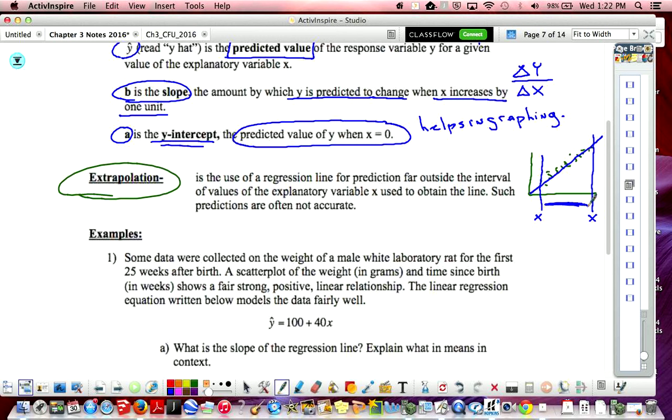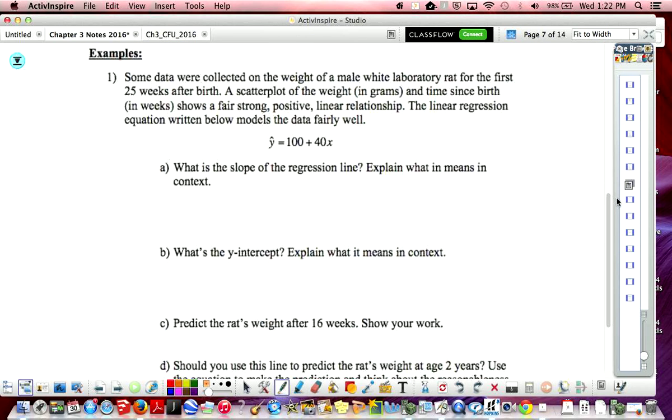So to put this in action, and to go through some examples of slope and y-intercept and actually see extrapolation, let's take a look at this first example here at the bottom. It says some data were collected on the weight of male white laboratory rats for the first 25 weeks after birth. A scatter plot of the weight in grams and time since birth in weeks shows a fairly strong, positive linear relationship. Okay? So if we have a fairly strong relationship, it's probably looking something like this. What variable would be on my x-axis?